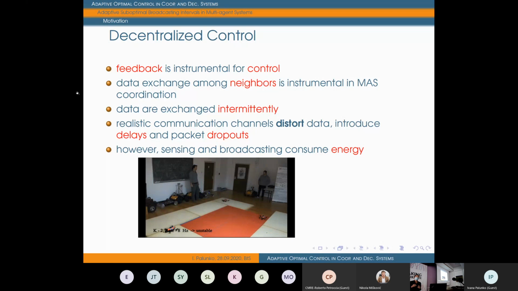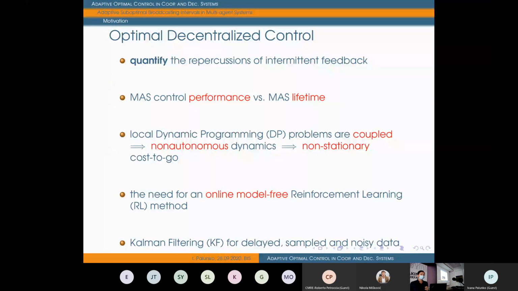So now consider a multi-agent system, a classical one. We all know the consensus algorithm and how it works. The problem there is the data: why do you want to exchange data all the time? Because you can reduce the energy and you can reduce the chance of being attacked, for so-called security reasons. So if you model this system and consider these asynchronous intervals, you can get performance versus lifetime.